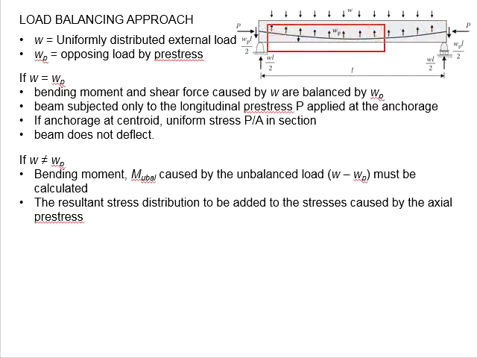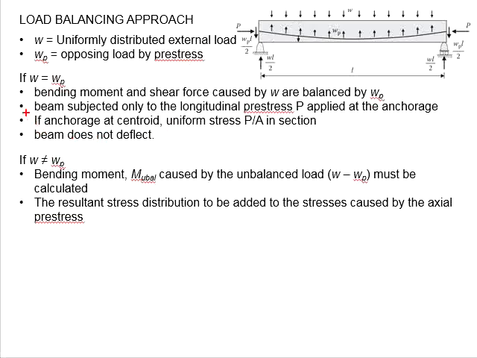This will generate a series of counteracting forces, which the W and WP can cancel out each other. In the case that the W and WP are equal, the bending moment and the shear force caused by the UDL load are balanced by the prestressing load. The beam now is subjected only to the longitudinal prestressing force applied at the anchor.